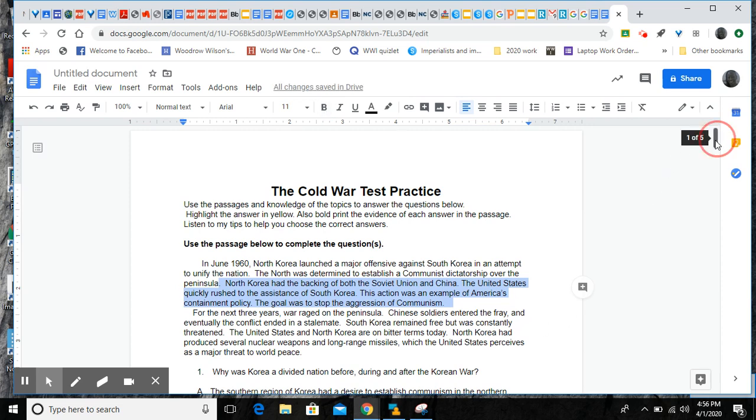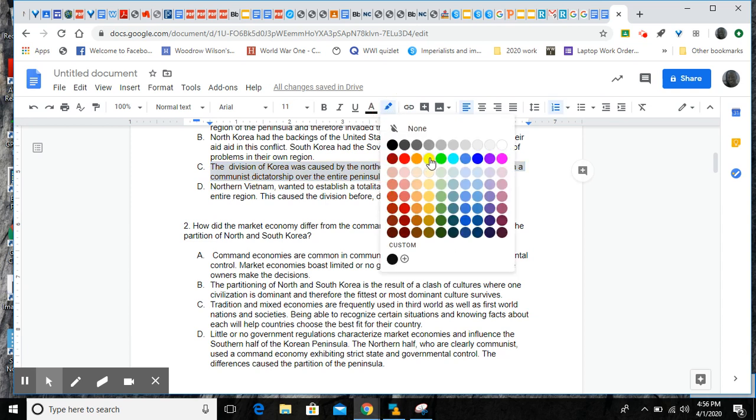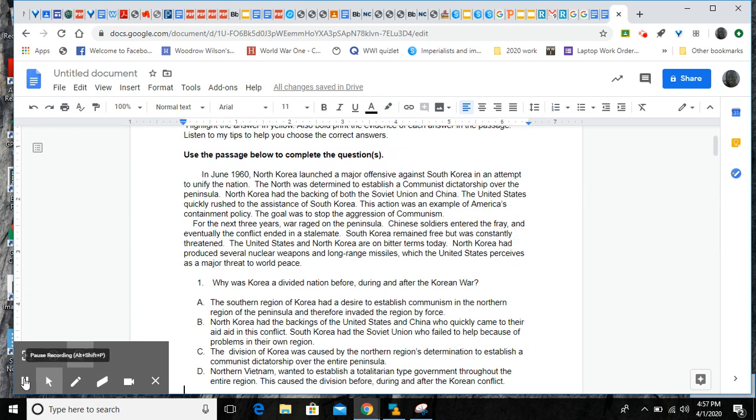And for the answer, you're going to actually highlight in yellow whichever one you think is the right answer. Okay? Please don't think that was any answer or evidence. I just did that randomly to show you how to do it. Okay? All right.